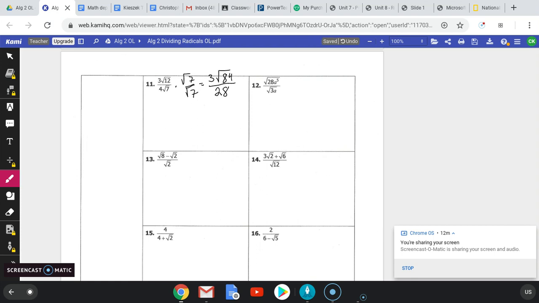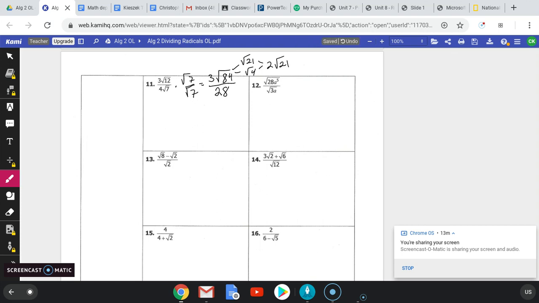And then, as always, the last step here is you want to see, is there a perfect square that goes evenly into 84? So you would try 81, that doesn't work. Then you would try 64, that doesn't work. You would try 49, that doesn't work. You would try 36, no. 25, no. 16, no. 9, no. 4. 4 is the biggest perfect square that goes evenly into this. And then also 21. And then this becomes 2 square root 21.